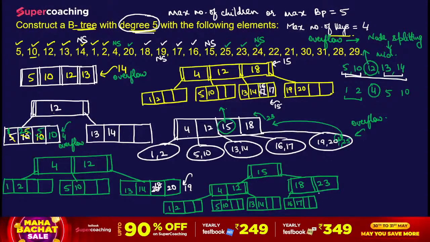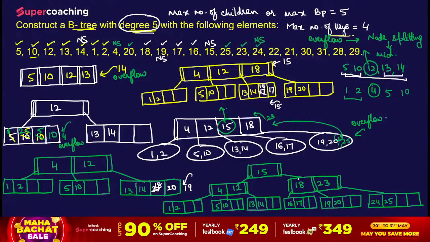At every step, we are getting a search tree. That's why this is known as a multi-way search tree. To the right, we have 19 and 20. And to the right of 23, we had the elements 24 and 25. Here we have the elements 24 and 25. Looks like a search tree? Yes.